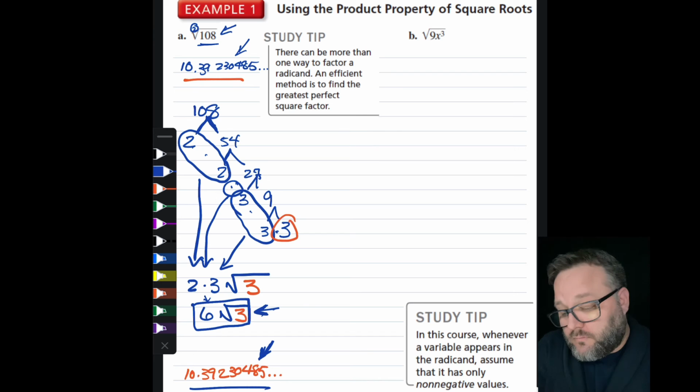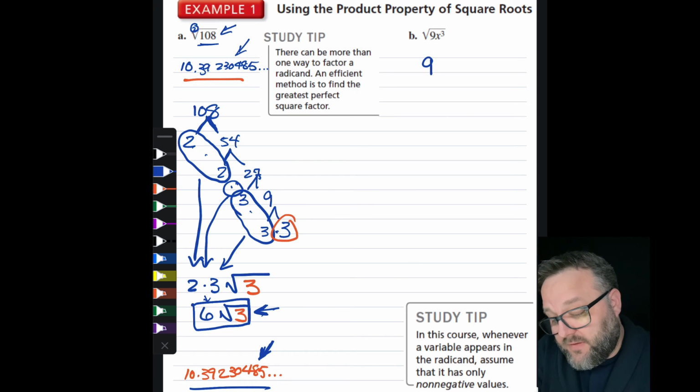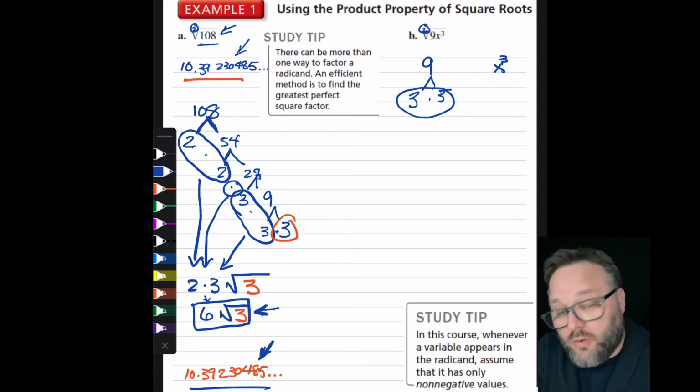Now, we can do the same thing even if there's a variable, even if it's not a number. Here, I look at this as factoring 9 and factoring x cubed. 9 is 3 times 3. There's a pair, and that's what it's telling me to find because of the invisible 2 here. So this 3 is going to go on the outside of my radical.